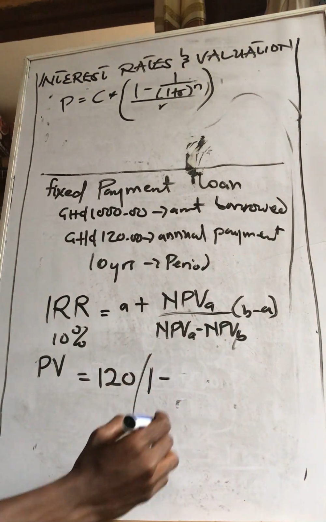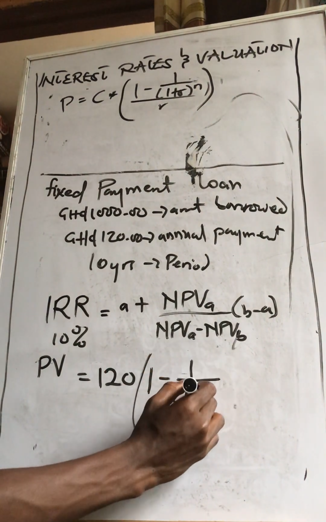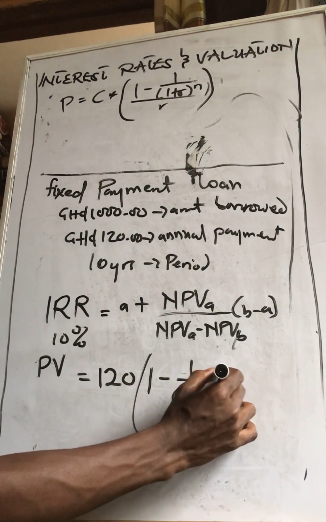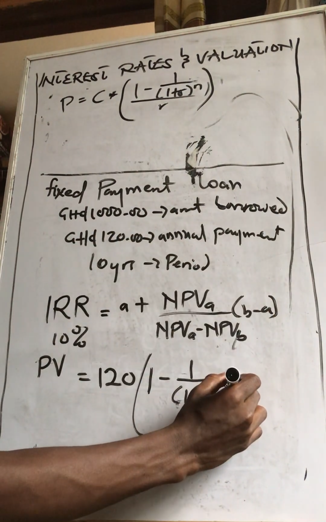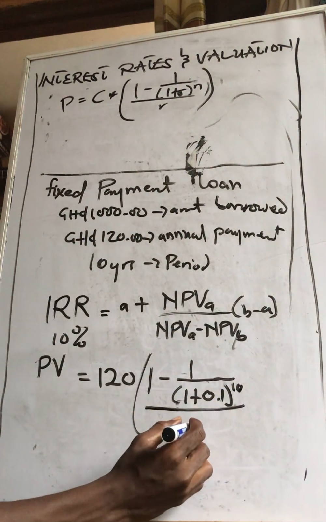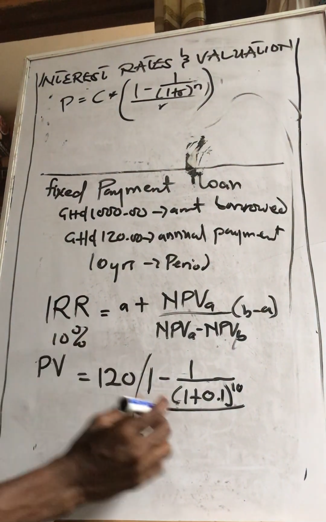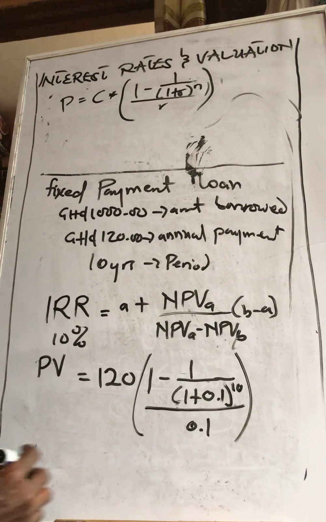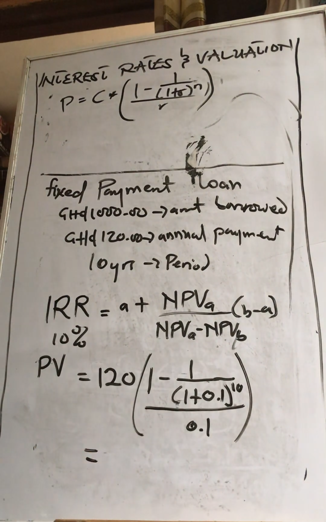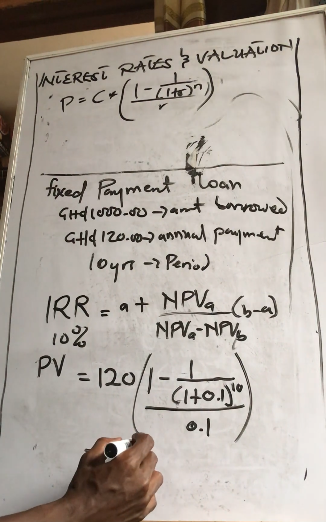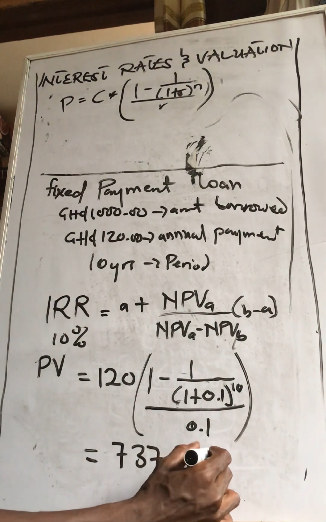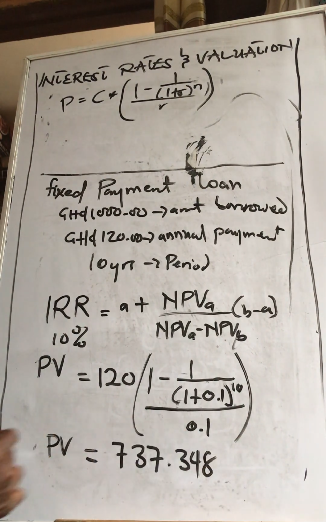1 minus 1 divided by 1 plus, I'm using 10%, so 0.1, and the number of years period is 10, so n is 10, all divided by the R that I'm testing, which is 0.1. When I do the simplification, I am going to get 737.348 as my present value.